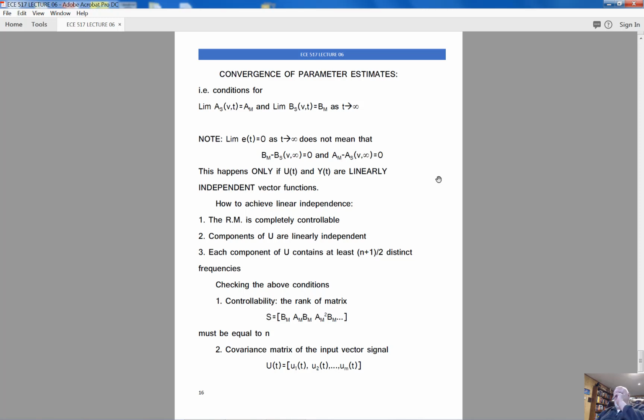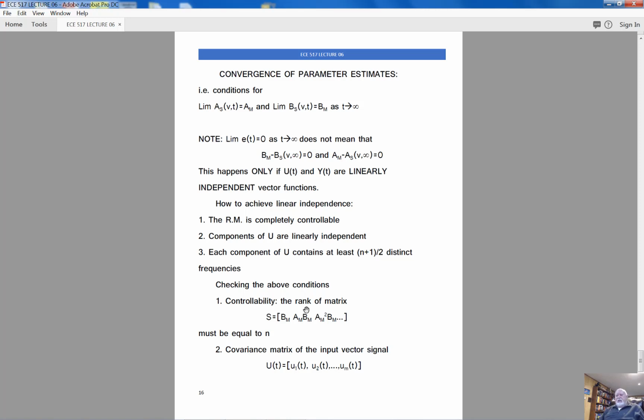How to achieve this linear independence? The reference model must be completely controllable. Components of vector U must be linearly independent. Each component of U must contain at least (n plus 1) divided by 2 distinct frequencies. How do we approach this situation? Condition number 1 is checking the controllability, and you know it's done by building the controllability matrix and making sure that it is not singular, or at least the rank of this matrix must be equal to n.